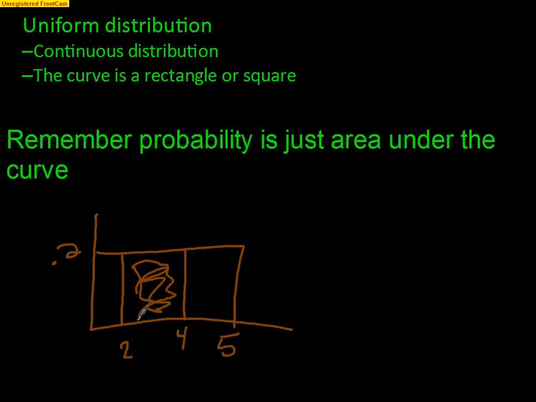So the way we would find that is we'd say, okay, the length of this is 2. We know that because 4 minus 2 is 2. Times 0.2 is 0.4. So the probability of picking a number between 2 and 4 is 0.4. And here's my reminder. Probability is just area under the curve. Find the area. That's it.